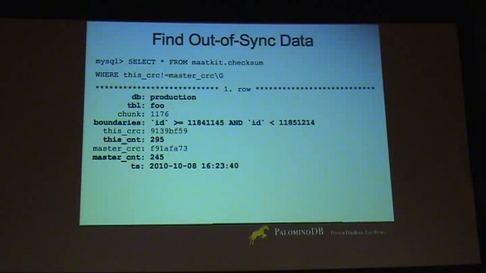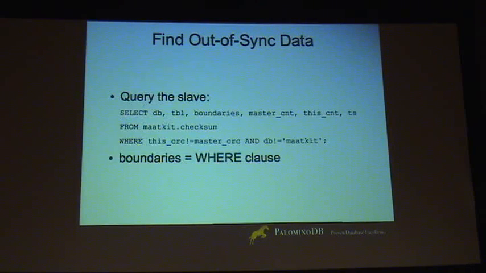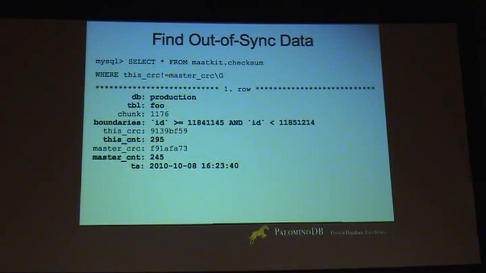So here's the checksum and the master CRC, but you can see there's actually different numbers too. And then the timestamp, that's when it was done. So that's interesting that the CRCs were different. I always kind of assumed that they weren't. So I would probably change that to where this CRC, put parentheses, this CRC does not equal master CRC, or this count does not equal master count, and DB does not equal Maatkit.